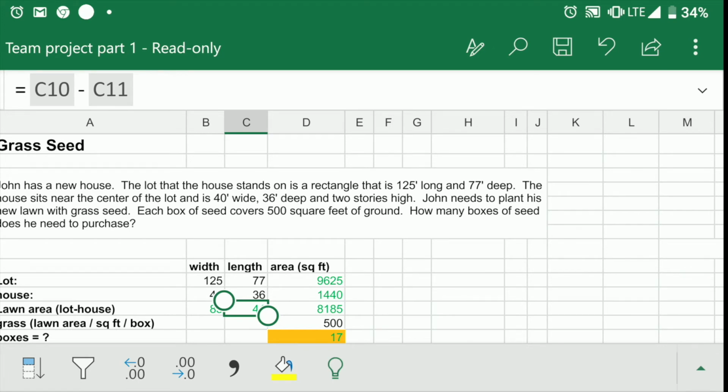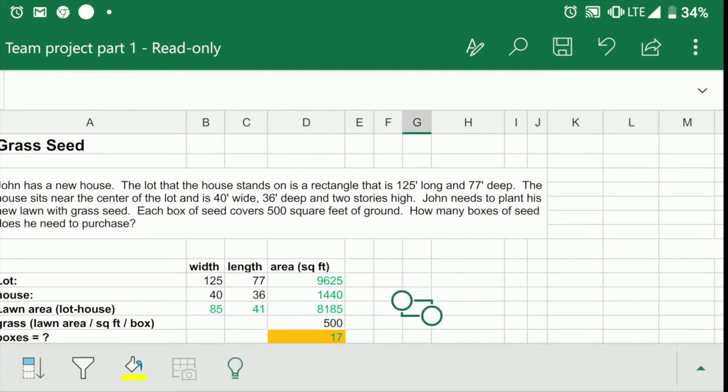I found the lawn area by assigning the formula D10 minus D11 to cell D12. So D12 right here, D10 minus D11 assigned to D12. This formula tells me that the lawn area is approximately 8,185 square feet.